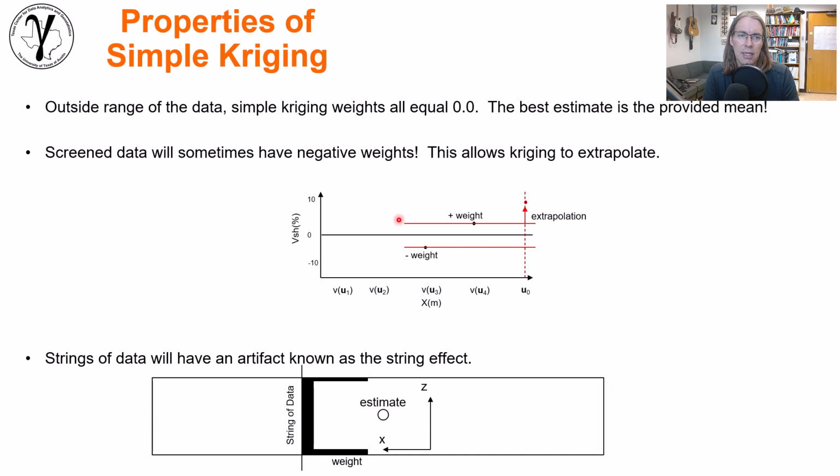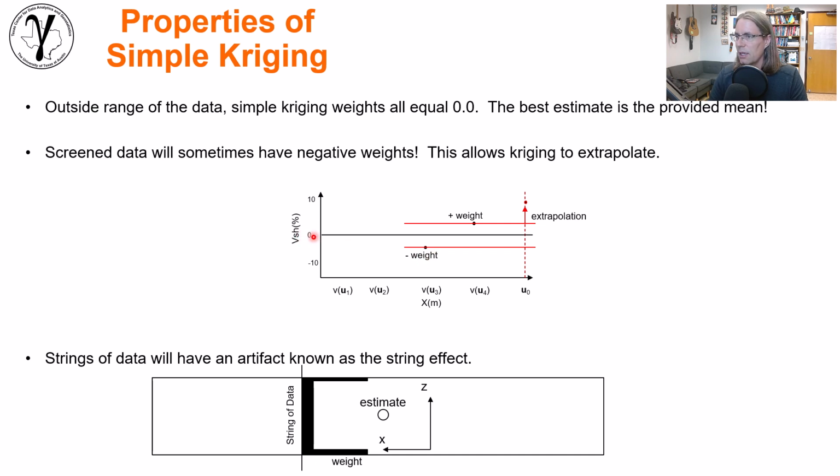Outside the range of the data, simple Kriging weights will all be equal to 0, and the best estimate is the mean. Okay, and that makes sense, that you'll have no weight on the data. 1 minus the sum of the weights is equal to 1. All of the weight goes to the mean. Screen data will sometimes have negative weights. This allows Kriging to extrapolate.